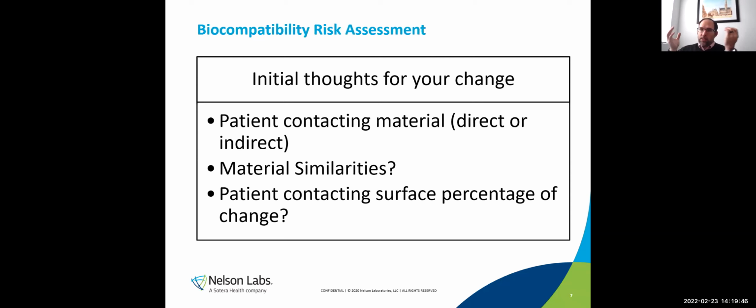Are we doing material similarities? And we'll kind of talk about some of the tests that can be done to show this, but I mentioned before, just because you're changing from a silicone to a silicone doesn't guarantee they're the same. And that's true, but there's some simple chemistry tests, not full extractable leachable testing, but some simple chemistry tests that we can use to help demonstrate similarities between materials.